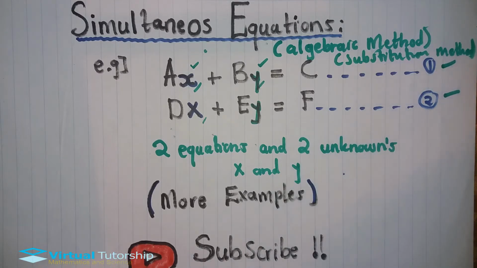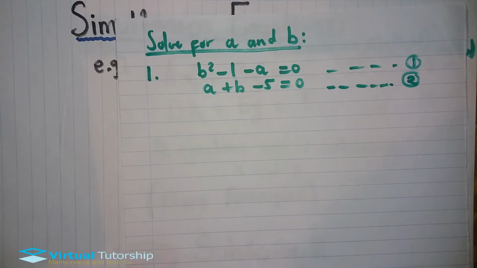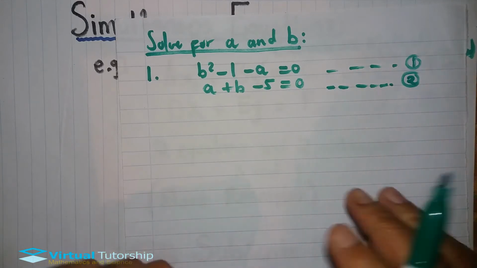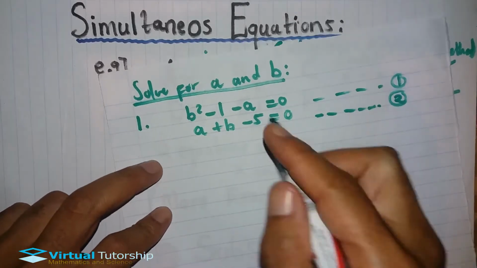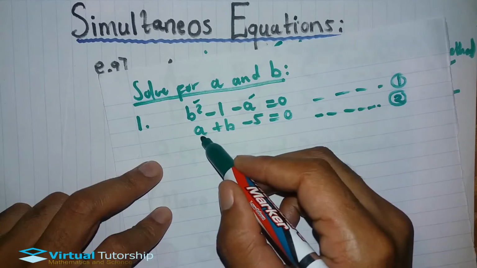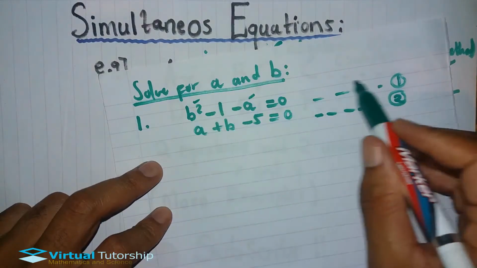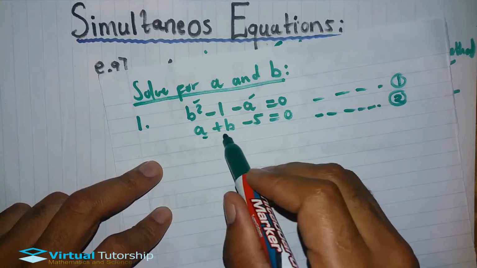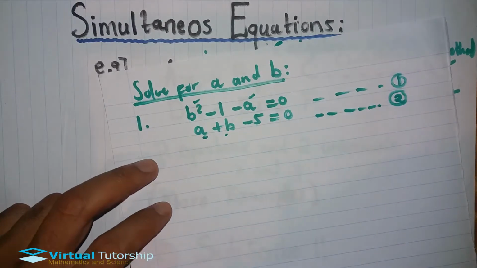So let's take this one as our first example. I'm given two equations and two unknowns, which are b and a. Equation 1 and equation 2.